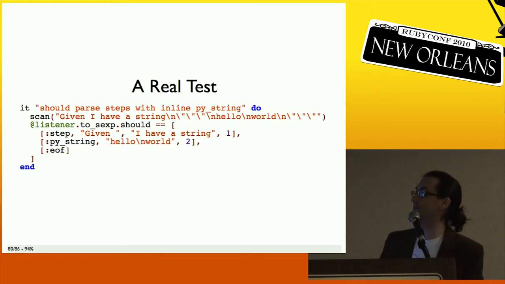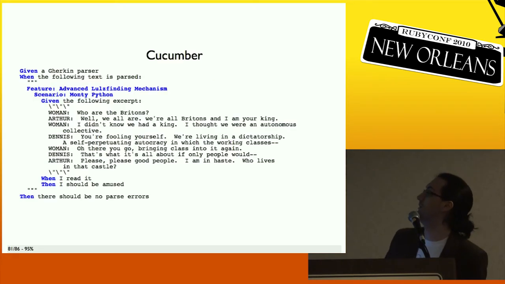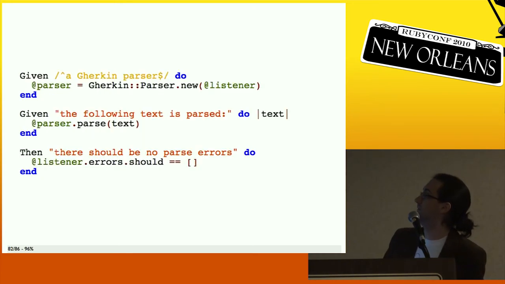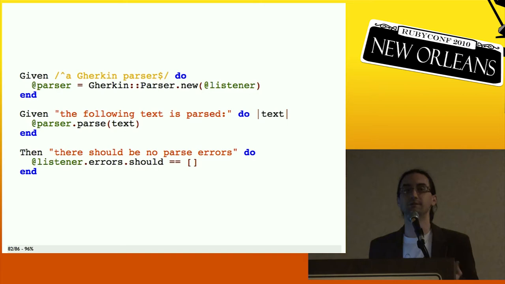Now even going past that, once we began working on the parser above the lexer, we can use Cucumber to test stuff. This is our dog food, basically. When you look at the implementation of these steps, the ones that matter here, they're: given a Gherkin parser, when the following text is parsed, and then there should be no parse errors. The implementation of these steps looks like this.